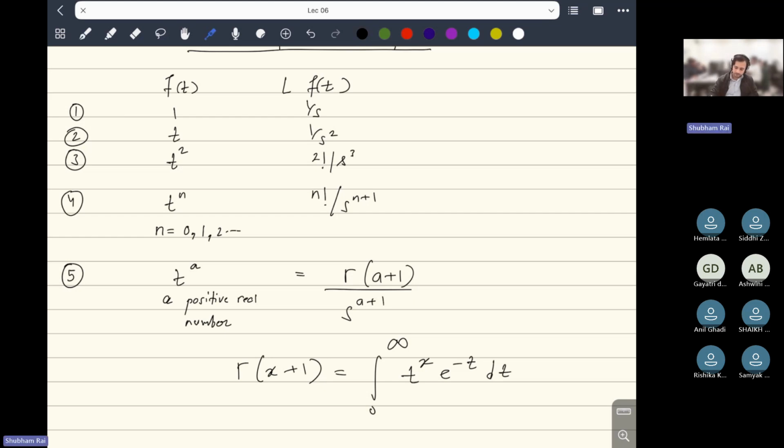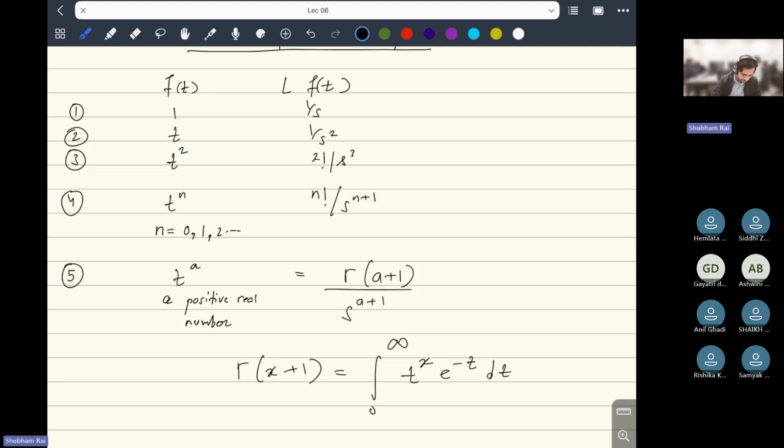So here when you have x plus 1, here you have x, one less number compared to x. Integration is with respect to t, so you will get a function in terms of x. Because you are integrating with respect to t, t will disappear. So this is the gamma of a plus 1. Gamma of a plus 1 is the integral from 0 to infinity of t raised to power a e raised to power minus t dt. So this is the Laplace transform of t raised to power a.